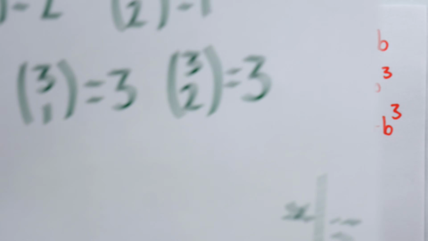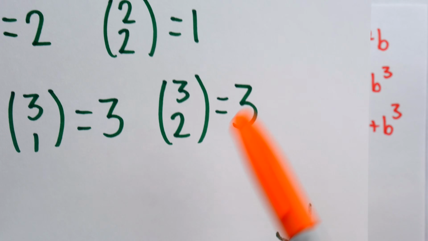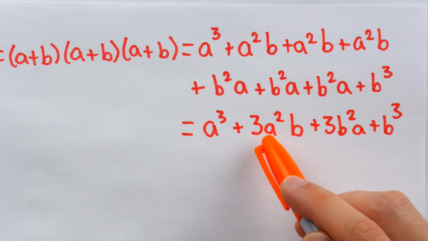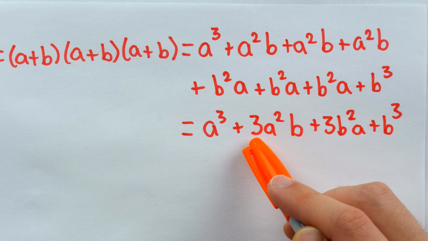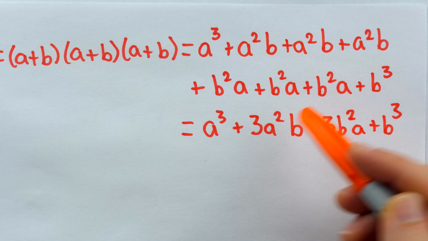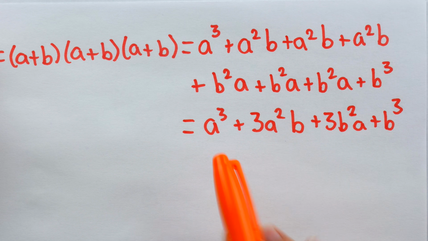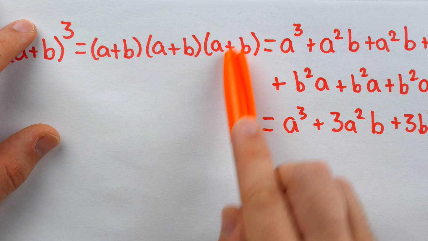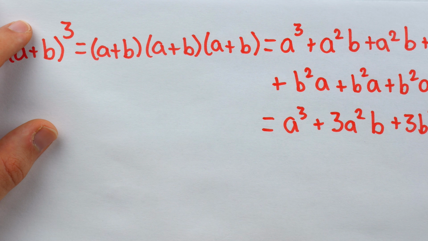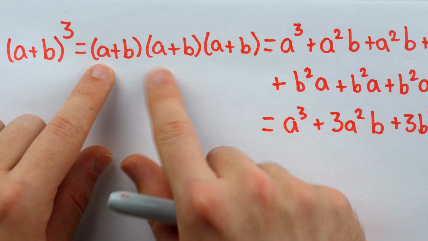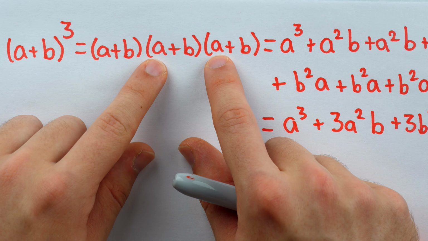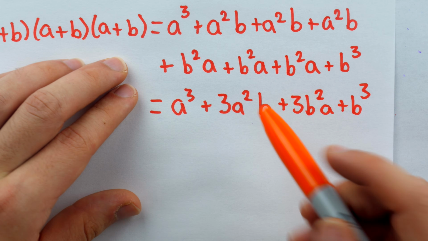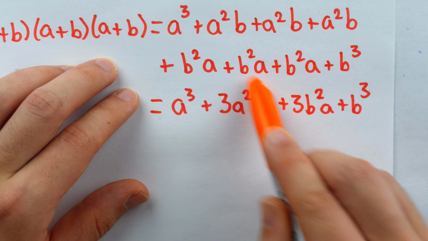Remember when just a few minutes ago we said that there are three ways to choose two objects from a collection of three. That's exactly why we have a coefficient of 3 here with a squared b. In the term a squared b, it's like a has been chosen twice from these three factors. The number of ways to do that is 3 choose 2. The number of ways we can choose two a's from these three factors that have an a and a b, and thus when we add them all up, we have 3 total a squared b's.